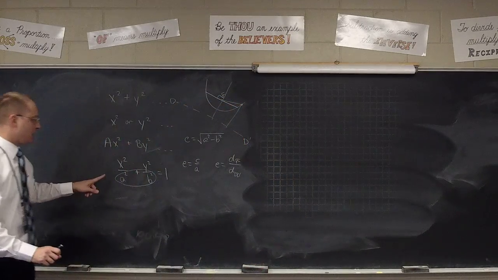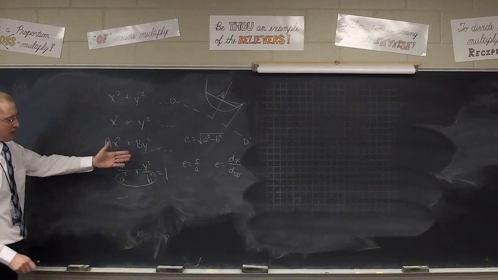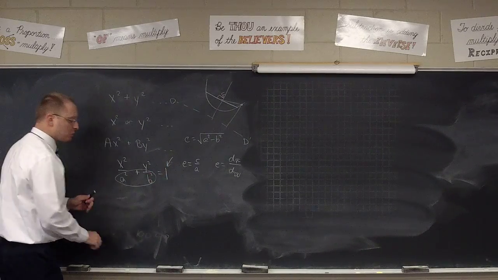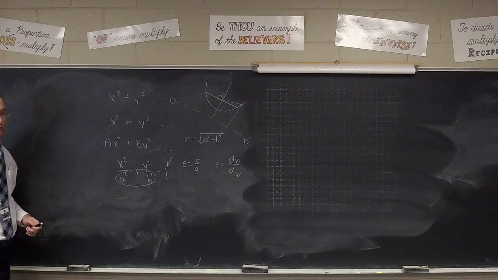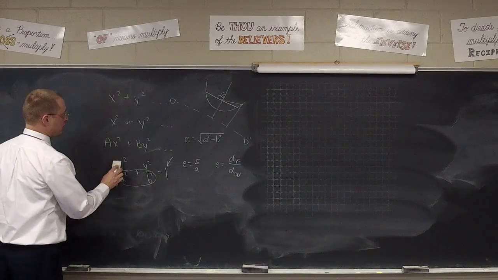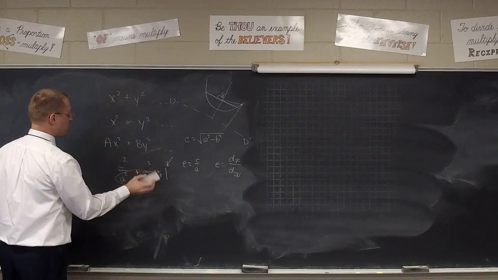We said that the basic form of the ellipse is x squared over a squared plus y squared over b squared equals 1. Again, the key is get it equal to 1. But we said this would only be true if the center of the ellipse is at 0, 0. If the center were to move, I would have to change the form just a little bit.